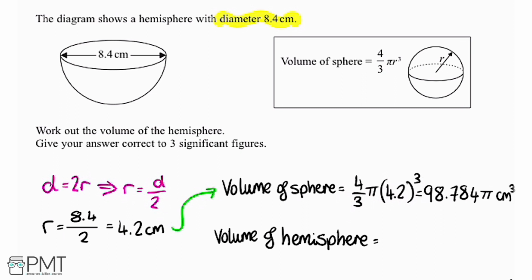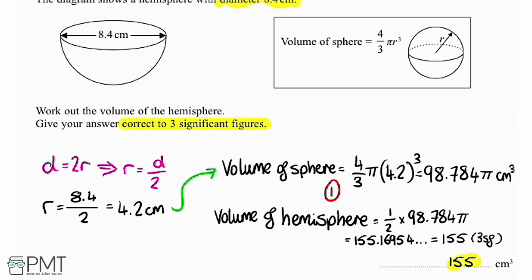So this is the volume of the whole sphere. However, we're just looking at a hemisphere, half of it. So the volume of the hemisphere is a half multiplied by the volume we just worked out, 98.784 pi. But remember this time, we can use the pi button on the calculator to multiply by an accurate number for pi, which equals 155.16954... But we're told we need to give our answer correct to 3 significant figures. So doing that rounding, we get 155 to 3 significant figures.